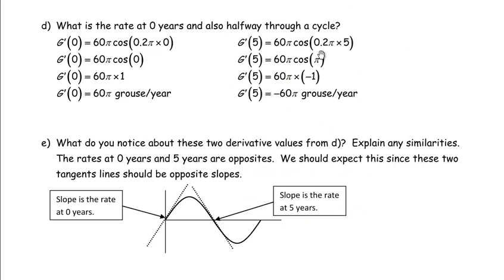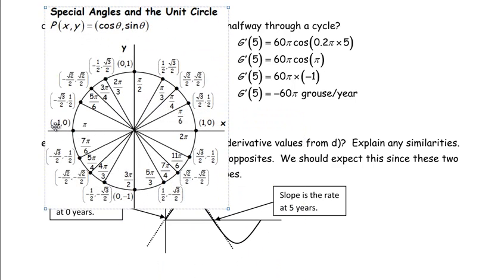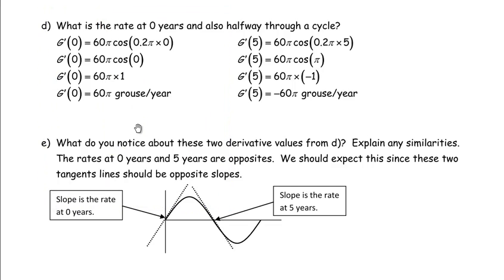We'll get rid of that unit circle. For 5 years, 0.2 pi times 5 would be pi, since 0.2 times 5 is 1. So we end up with the cos of pi. Maybe we'll paste the unit circle back in again. Pi is over here, and the cosine is -1. We could also check that on the graphing calculator. So 60 pi times -1 is -60 pi grouse per year. That's the rate for each one.